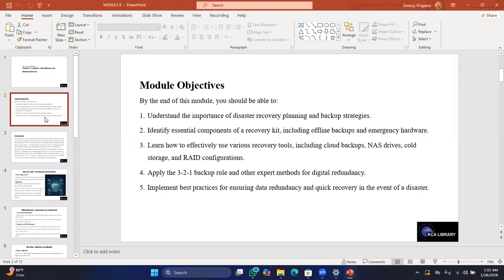We'll also be looking at learning how to effectively use various recovery tools, including cloud backups, NAS drives, cold storage, and RAID configurations. We'll also be looking at how to apply the 3-2-1 backup rule and other expert methods for digital redundancy. And lastly, we'll be looking at implementing best practices for ensuring data redundancy and quick recovery in the event of a disaster.